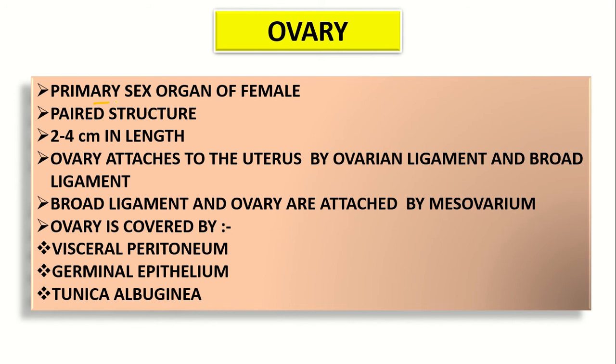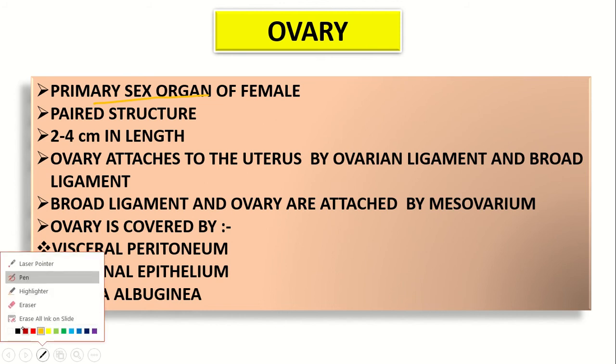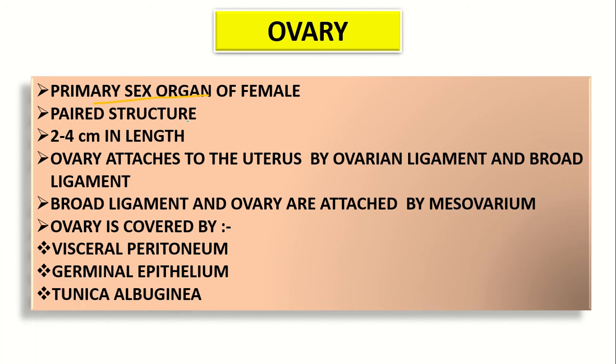These are the primary sex organ of a female, and I have already told that these are paired structures. Ovaries are paired in nature. If we will talk about their length, only 2 to 4 centimeter, and their shape are somewhat almond like, almond shaped.